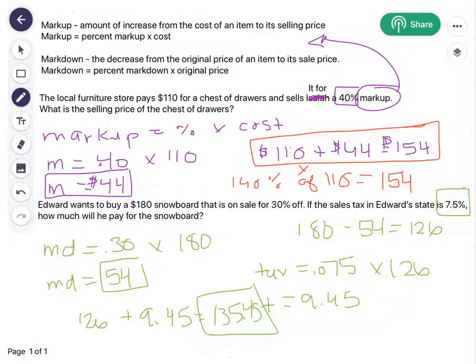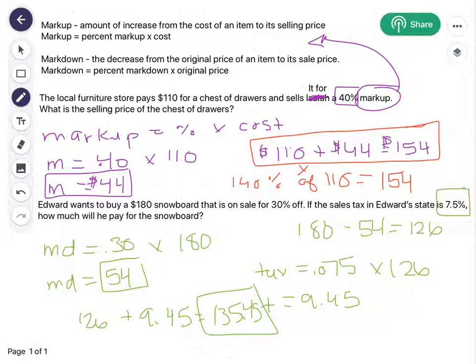So when we're doing a markup, we can add the 100% of the price plus the other percent that's in the equation, and we can skip a step. So price of $110 is that. Remember, that's our percent times whole equals our part. If we're doing a markdown, if we thought about this first part at least, Edward wants to buy a $180 snowboard that is on sale for 30% off. We had to find what 30% off was and then subtract it.